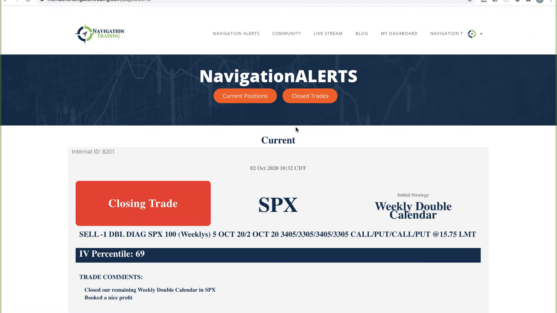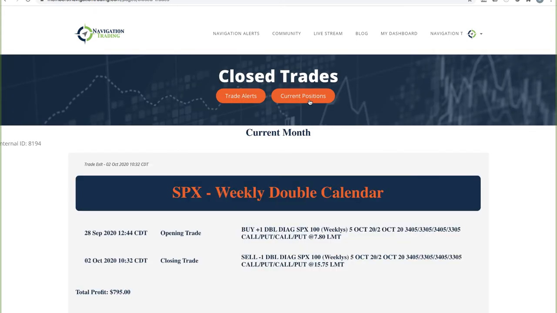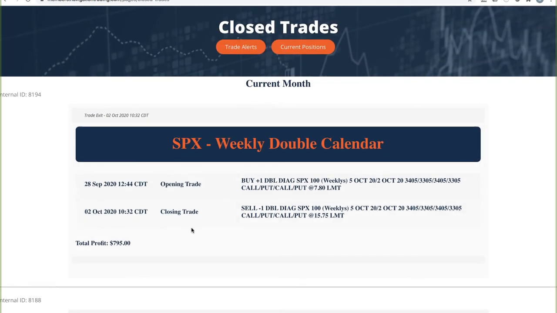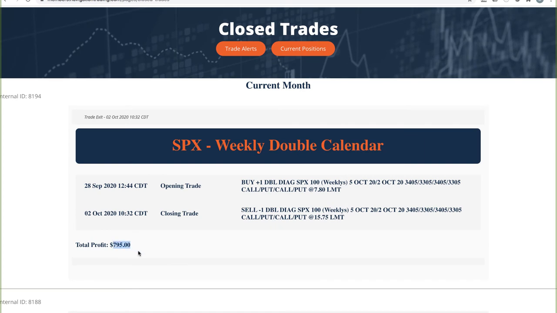And then the weekly double calendars, we closed both of those today. We closed one out first thing as the market started to push higher. We had a nice profit in one, and I didn't want to lose that profit in case the market just continued to rally, which it did. So I went ahead and closed that one out, booked $380 on that one. And then later in the morning, this one was pretty well centered, and so we booked $795 on that one. So great couple of trades there. Those are all of the alerts for the week.